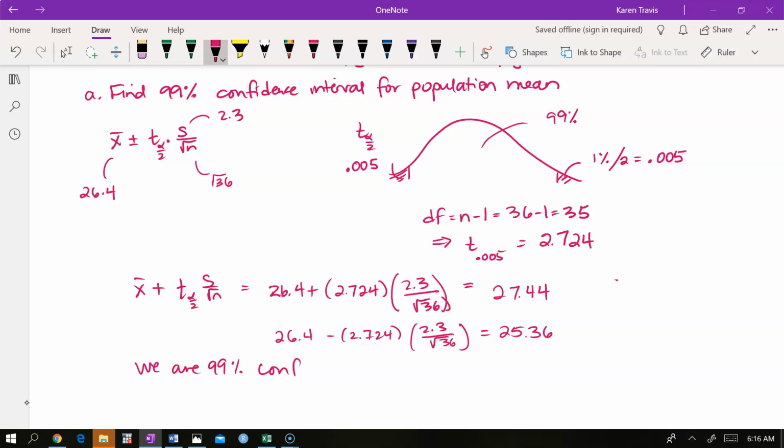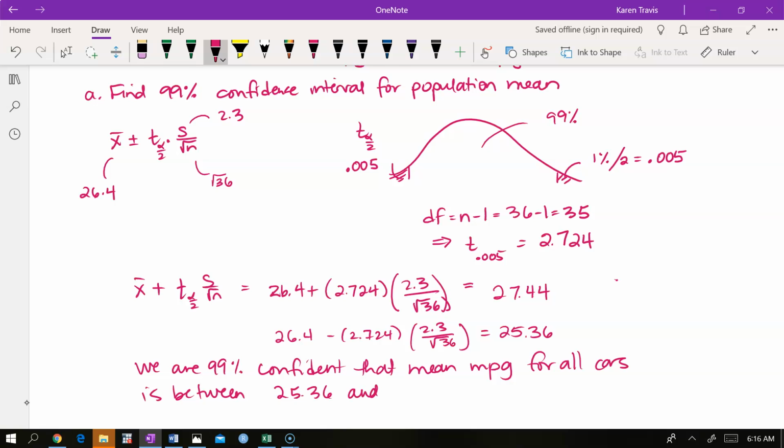So we say we are 99% confident that the mean miles per gallon for all cars of this type is between 25.36 and 27.44.